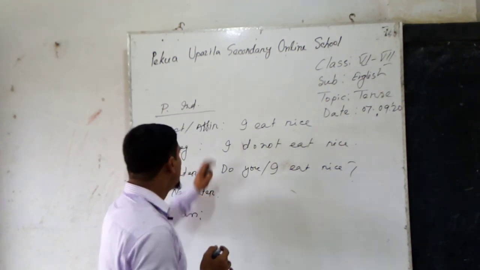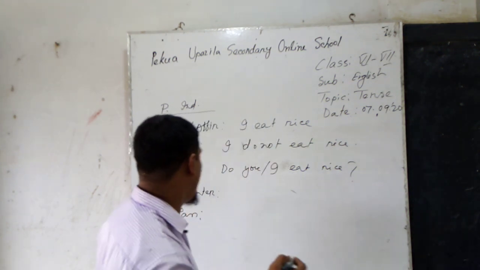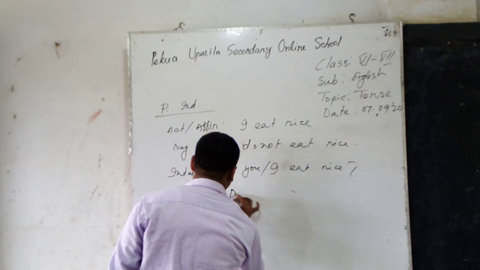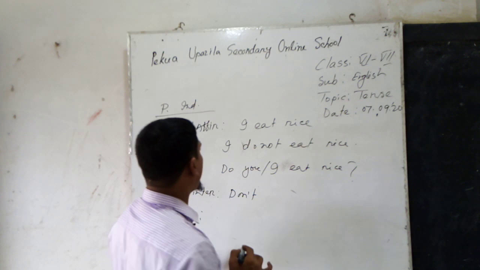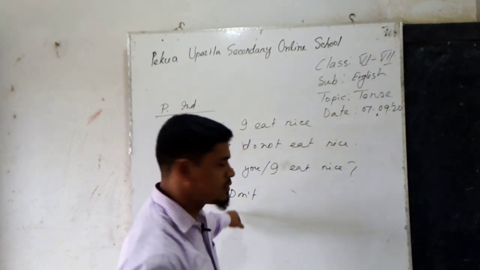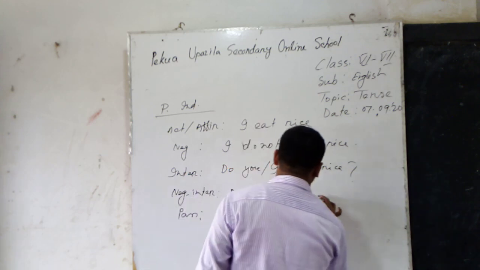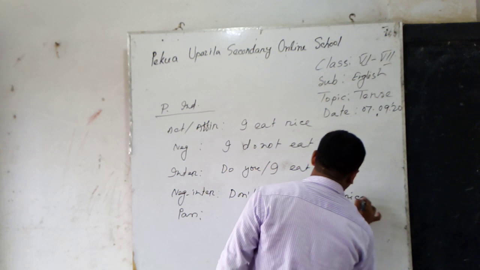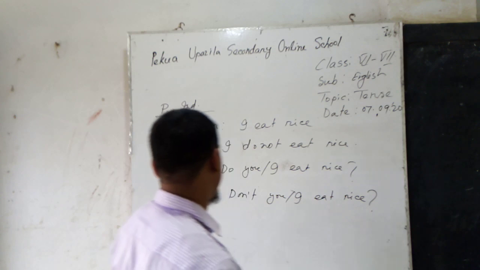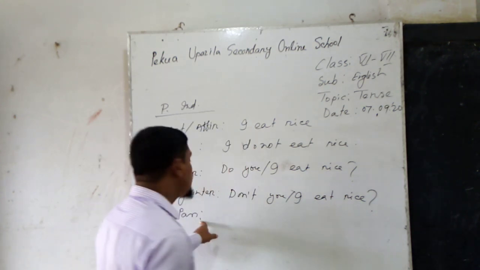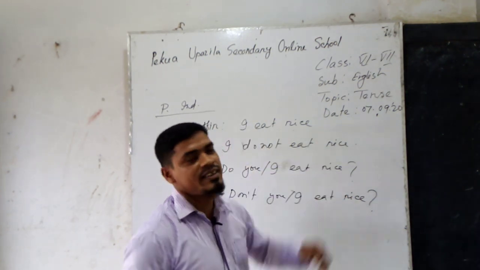And then if you need to change I eat rice into negative interrogative form, you have to use don't. Why? Yes, because the verb is base form. If you find s, you need to use doesn't. Don't you or I eat rice? So is correct. If we use you, it is also correct. I is also correct.